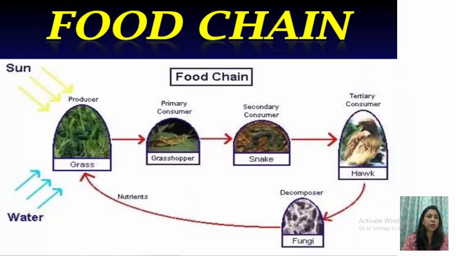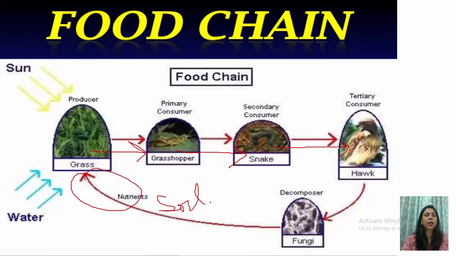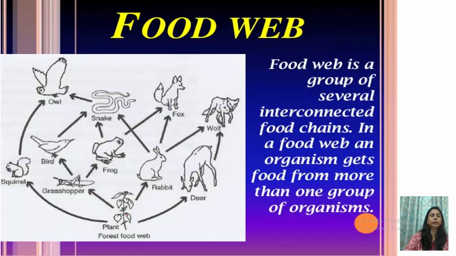Producer grass is eaten up by the grasshopper. Grasshopper is eaten up by the snake. Snake is eaten up by the hawk. When this hawk dies, its body is decomposed by the fungi and the nutrients are again available in the soil, which are again taken up by the grass. Sunlight is available, water is there, nutrients are returned back to the soil by the decomposers.